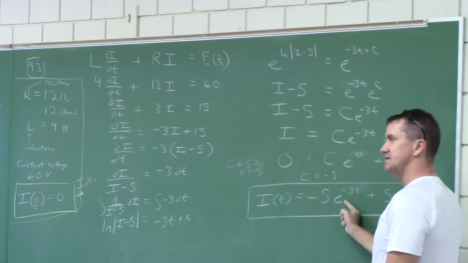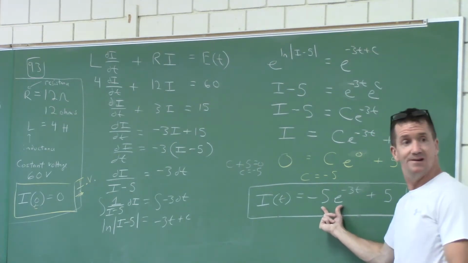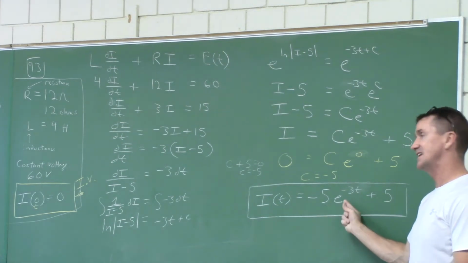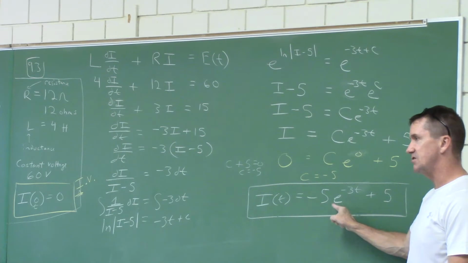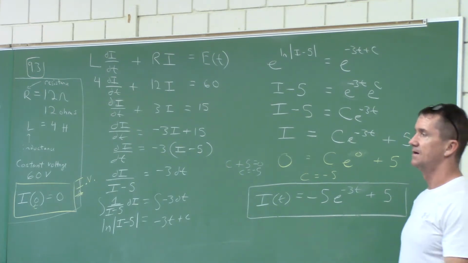So what would happen to this? That'll approach 0, right? Does everyone agree? Excellent. E to the negative 3 times infinity, that's approaching 0, 0 plus 5. What's this heading towards? 5 amperes.